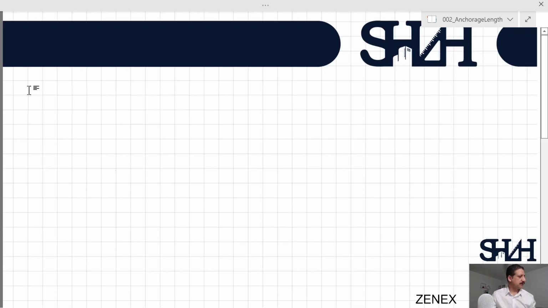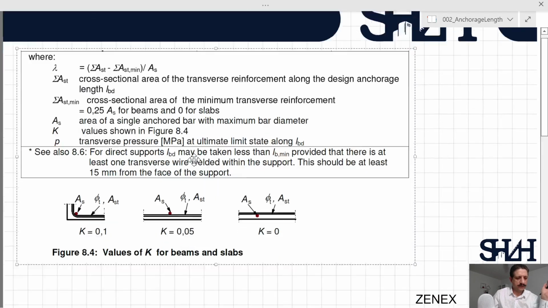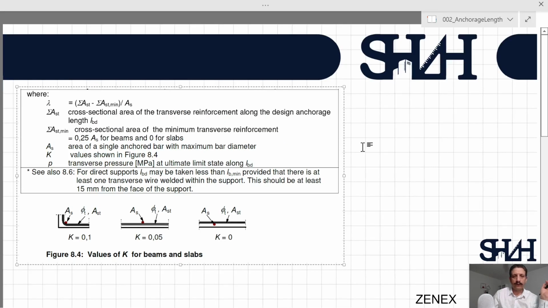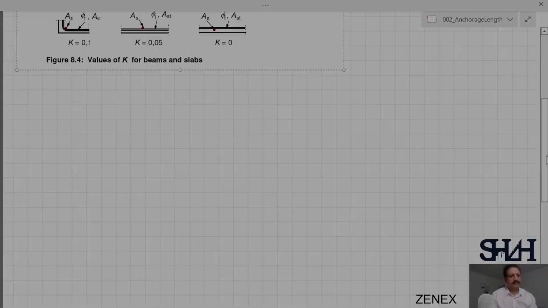And if you are interested, there is a footnote at the end of this table of coefficients for calculation of alpha 1, 2, 3, 4, 5. This is related to alpha 3, which you can calculate lambda. And now you can calculate the anchorage length of the reinforcement. Now it is good if we have a simple example of how to calculate the anchorage length.